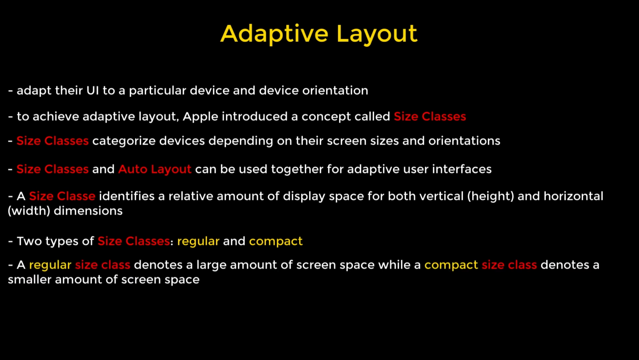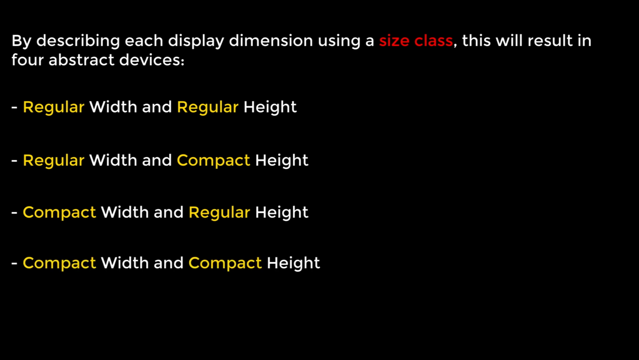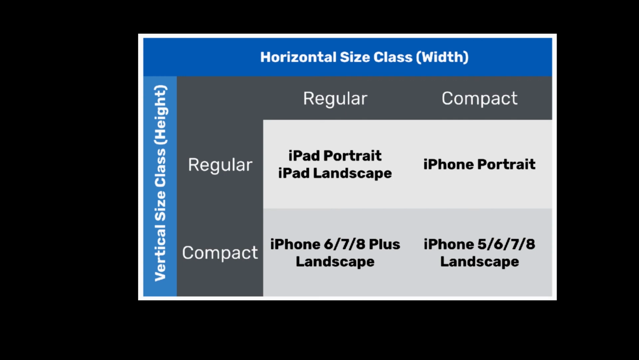A regular size class denotes a large amount of screen space, while a compact size class denotes a smaller amount of screen space. By describing each display dimension using a size class, this will result in 4 abstract devices: regular width, regular height, compact width, regular height, and compact width with compact height. The table below shows the iOS devices and their corresponding size classes.